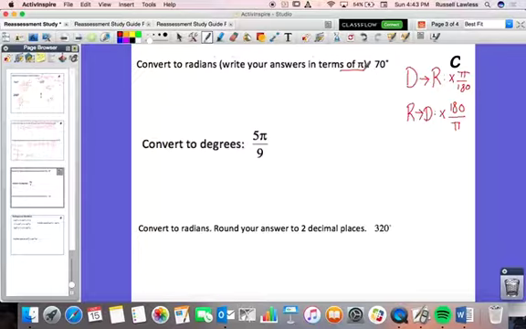So we're going to have 70 degrees. We're going to multiply that by, using our formula here, degrees into radians, pi over 180. That would give us 70 pi over 180. Now, we need to reduce this into the smallest form possible. When we reduce this, we'll get 7 pi over 18. Now, how did I get 7 pi over 18? I noticed that 10 goes into 70 and it goes into 180. So I can divide 70 by 10 and 180 by 10.